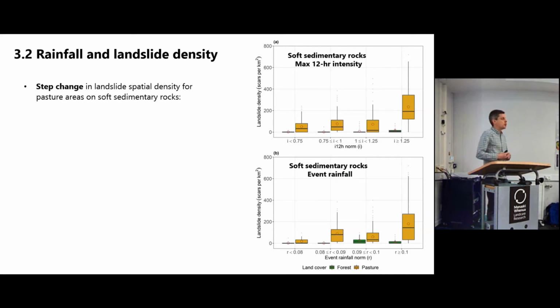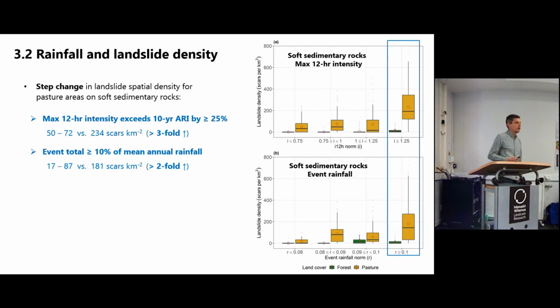We also looked at the spatial density of landslides. So we're considering here, how does the pattern of rainfall influence the density of landslides? That's the number of landslides per square kilometre, and we mapped these across the grid. We then looked at rainfall using those rainfall variables that had been pulled out by the models, the maximum 12-hour intensity and then total event rainfall. And we binned them into categories which were expressed in relation to the 10-year average occurrence interval. So in other words, what the box plots are showing at the top here is the pastoral areas.